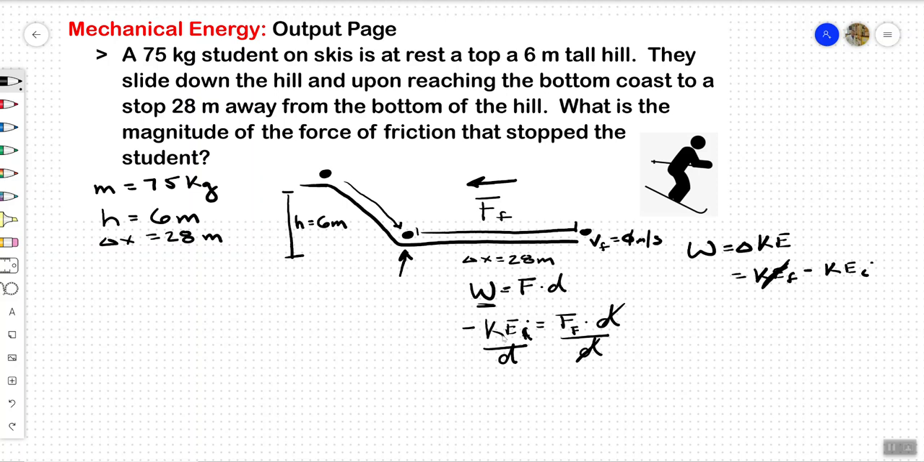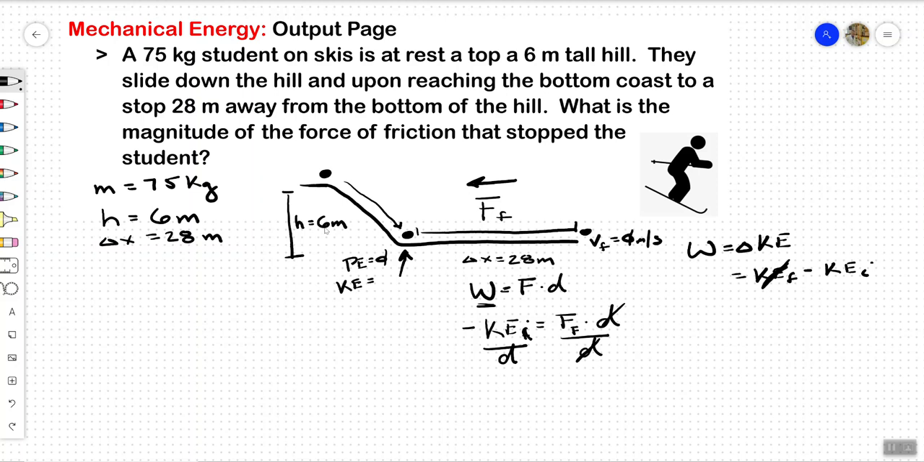So I have this. I need their initial kinetic energy. So when they get to the bottom of the hill, what is their kinetic energy? So, okay, keep working backwards here. I am looking for kinetic energy here. Well, potential energy here is going to be equal to 0, right? Because they have no height. They've gone down the 6 meters. So all their energy is going to be kinetic.